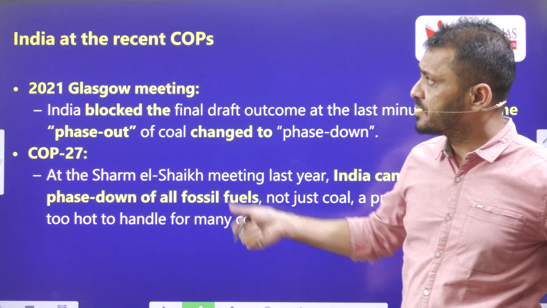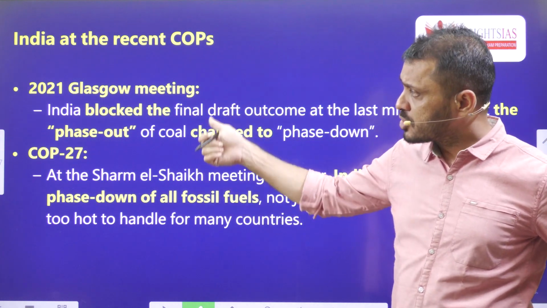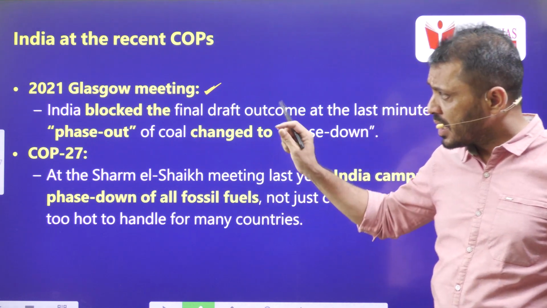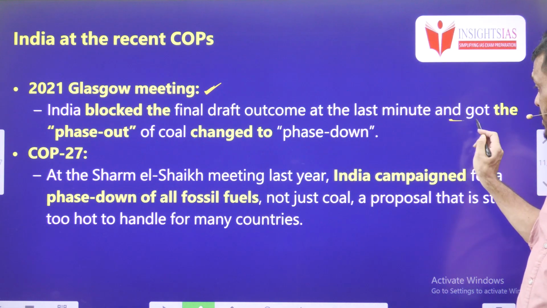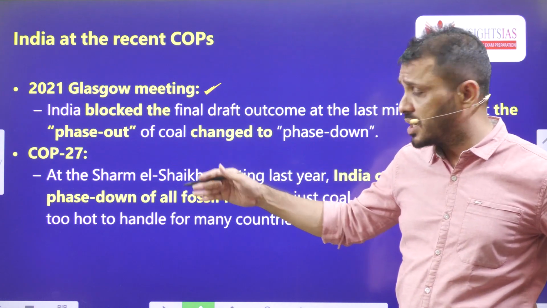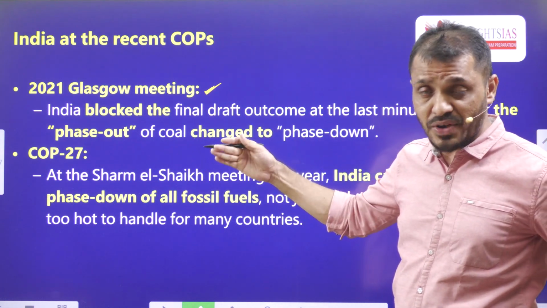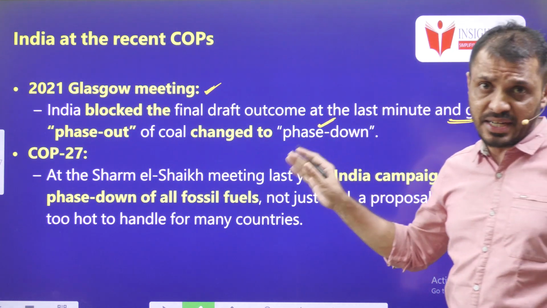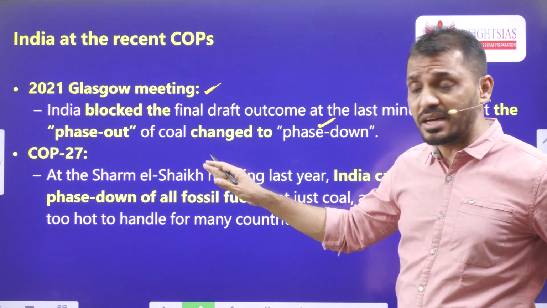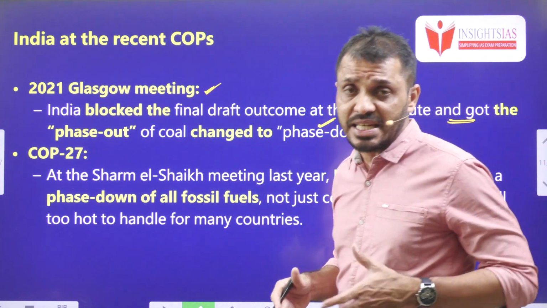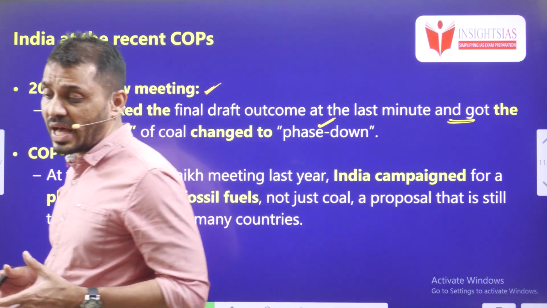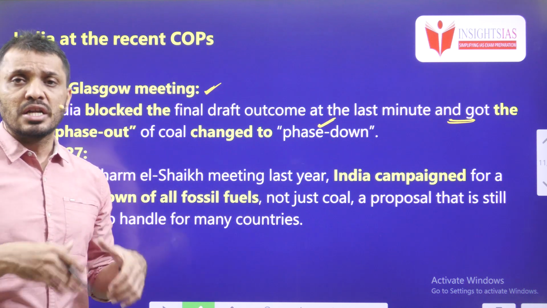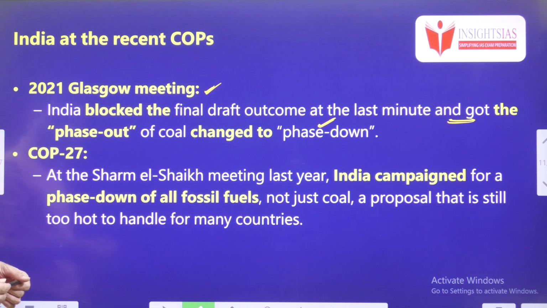That is India's stand. At the recent COP26 Glasgow meeting, India blocked the proposal that the phase out of fossil fuels or coal, phasing out of the coal, should be replaced with phase down. This is what India demanded. Instead of phase out, India demanded phase down, because India's energy needs are heavily dependent on coal, and India is not ready for completely phasing out coal. Of course, now gradually we are encouraging renewable energy.